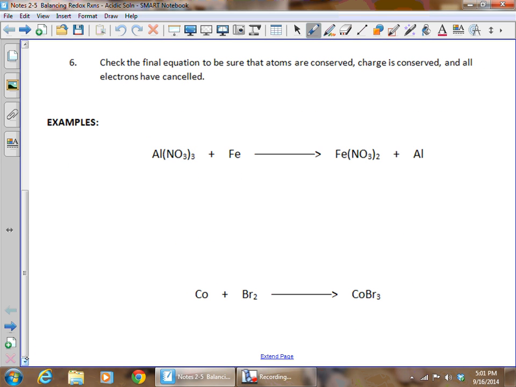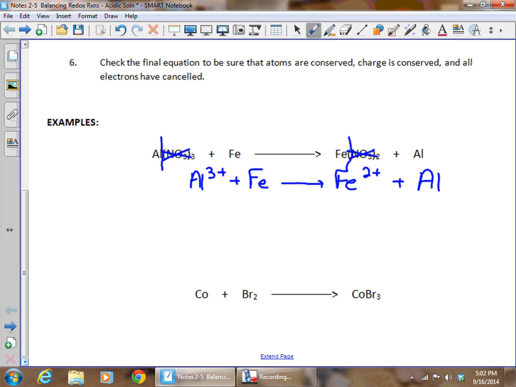So let's look down here at some examples. The first thing we want to do is some of the things that we've already been working on, writing these as net ionic reactions, finding the substance oxidized, the substance reduced, and getting our half reactions. That's always the first step. So let's start with that process. First of all, aluminum nitrate is going to ionize. The nitrates will drop out. We'll be left with Al3+ plus Fe yields Fe2+ plus Al.